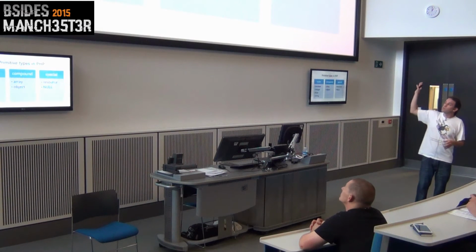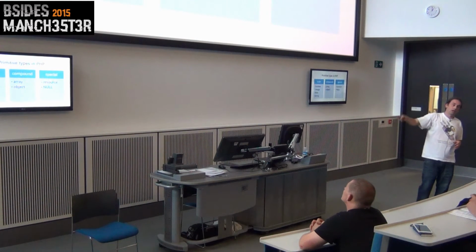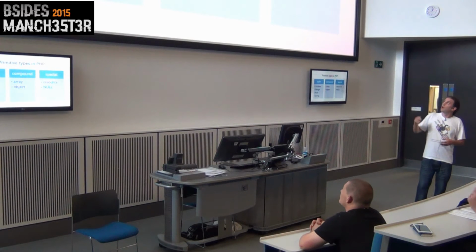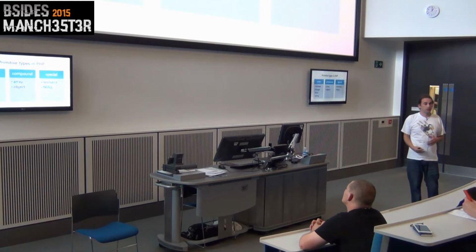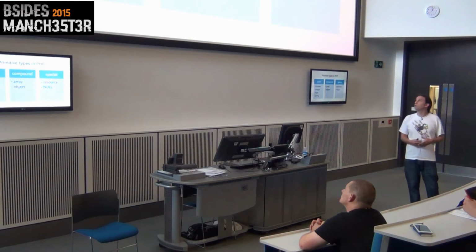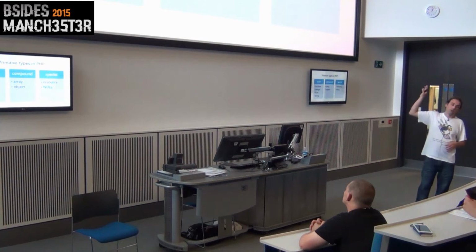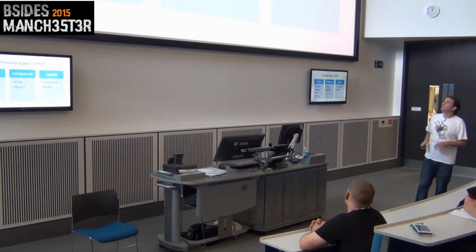So you've got 8 primitive types. I think the scalar ones should be well understood. Compound I'm going to go into in a second. And the special types are resource, which is like an open database or an open file handle. These are the one thing that can't be serialized, and hopefully you all know what null is.